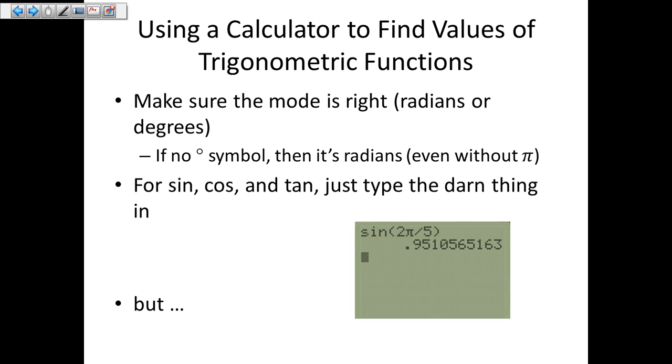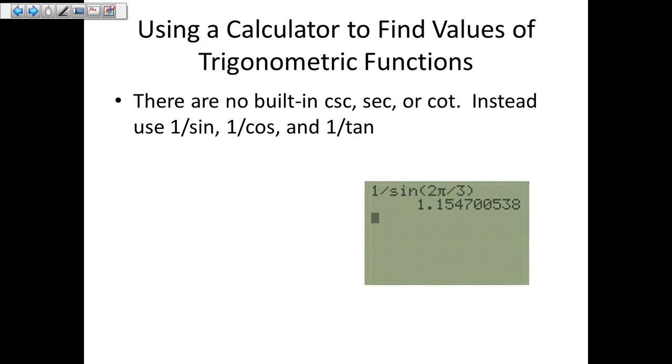Now that's for sine, cosine, and tangent. Things are obviously going to get a little more difficult because you'll notice nowhere on your calculator is there a cosecant, a secant, or a cotangent button. So what we need to do is actually go 1 divided by sine, 1 divided by cosine, and 1 divided by tangent. So here's a relationship that we're going to get very used to.